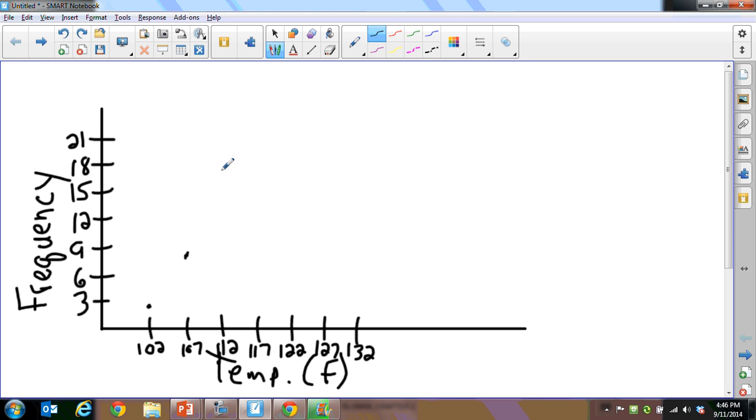So again, line it up. 117 had a frequency of 13. 122 was 7. And these last ones, 127 and 132, are 1 each. Now what you do with your frequency is just connect the dots. I'll do the best I can.